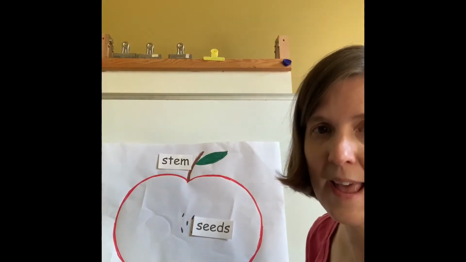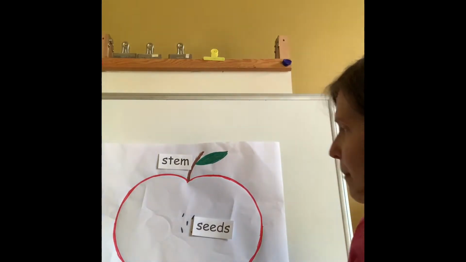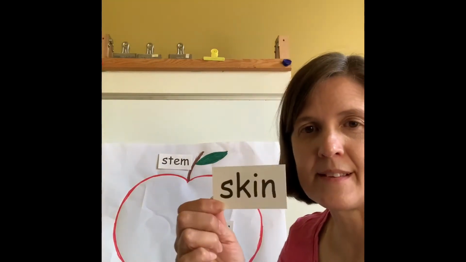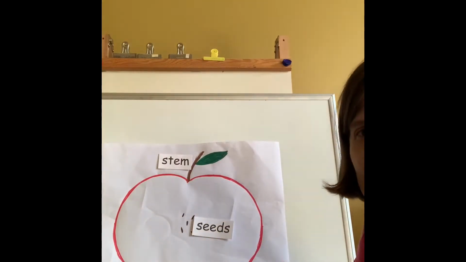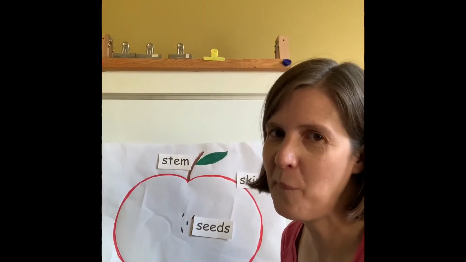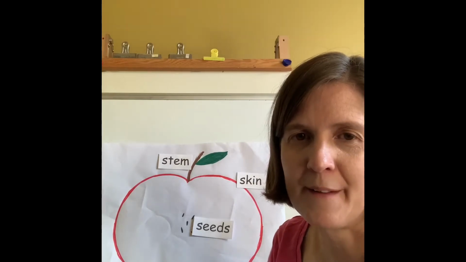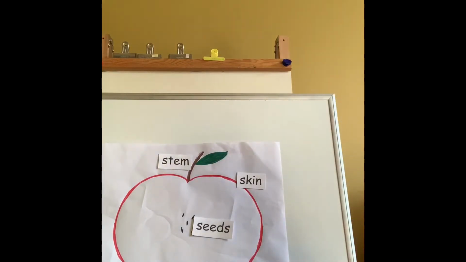Now the next part I have is another S word. Skin. Where's the skin of my apple? Remember, the skin is the colored part of the apple. So here's my skin. I know you're pointing to it already. There's the skin. Oh, this word we didn't talk about, but I bet you know what it is. I bet you can see it on my picture already. This word starts with the letter L, and it's a leaf. Do you see my leaf? Point to my leaf. Where should I put the word leaf?